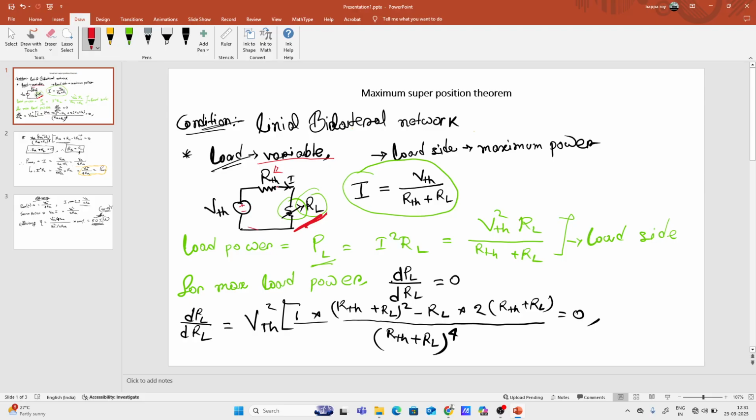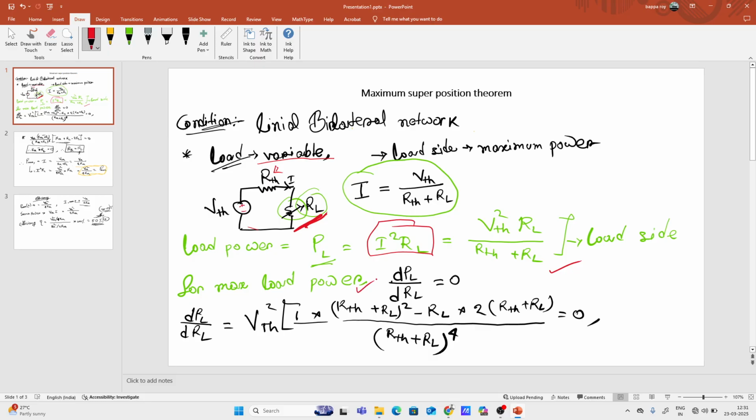We just apply Ohm's law directly for calculating the current. I is equal to VTH by RTH plus RL, V by R. So load power is I square RL. This is also one formula, I square R. We are just putting the value of I here. So the load power we can calculate here: VTH square into RL by RTH plus RL whole square.